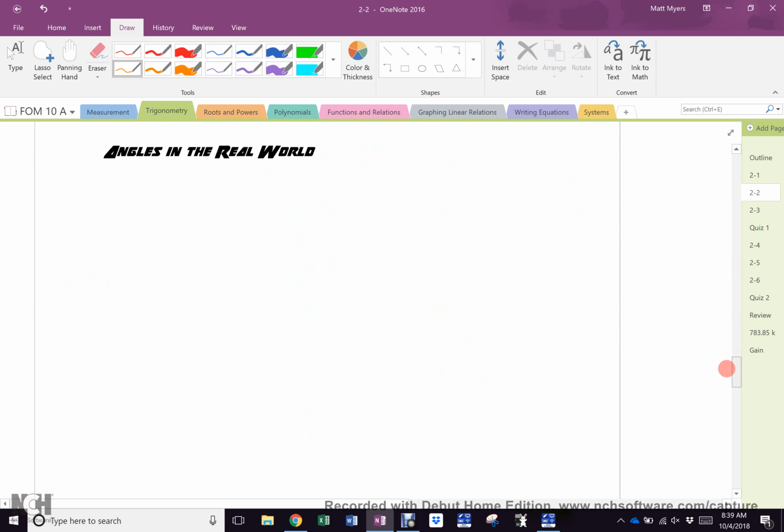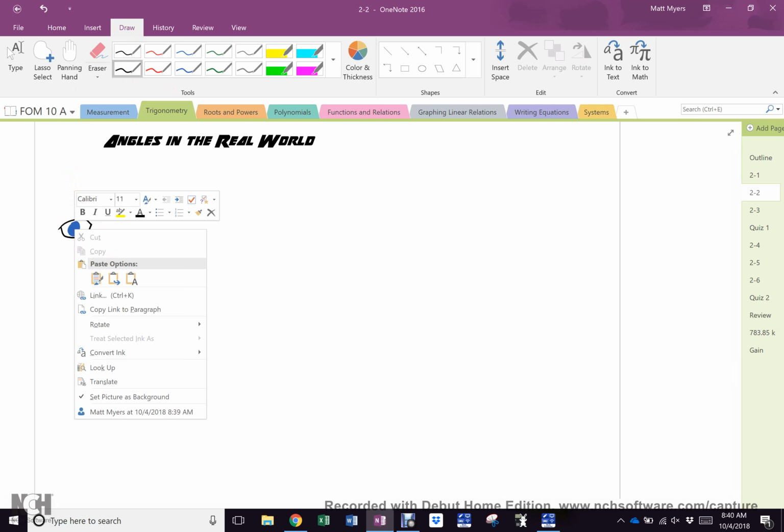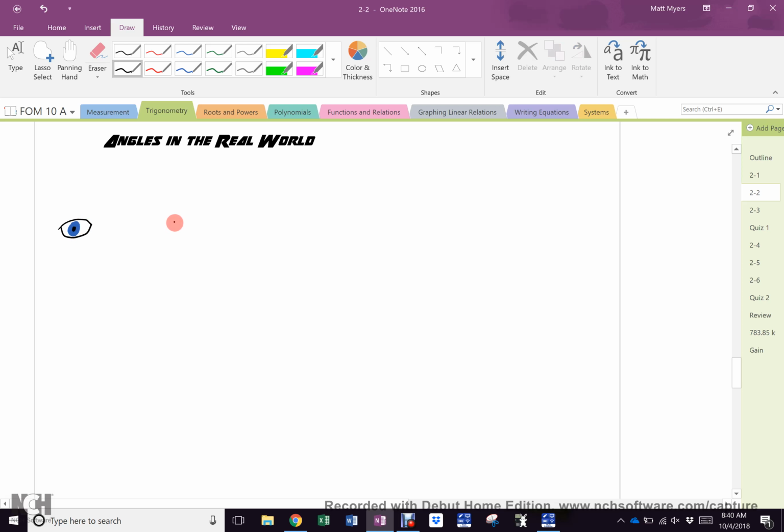Turn over to page 56, please. Angles in the real world. Because all these triangles we're drawing are not in the real world, are they? No. They're just triangles on a piece of paper, yes? Okay. So angles in the real world. Let us begin. Everybody draw an eye. It doesn't have to be a pretty eye. It just has to be an eye. Everybody cool?